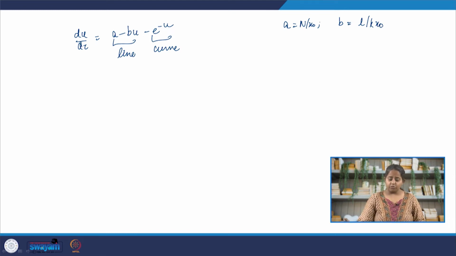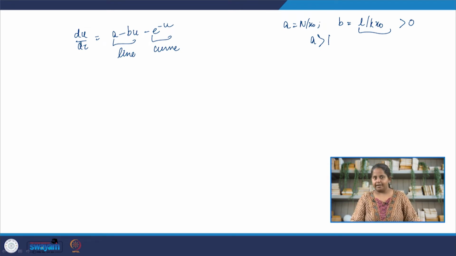okay. So, we already established in the previous lecture that a has to be greater than 1 because the total population will be more than the initial number of healthy people before the infection started spreading. And then we also should notice that b here should always be greater than 0, should always be positive. So, now let us go ahead and let us draw the phase portrait.